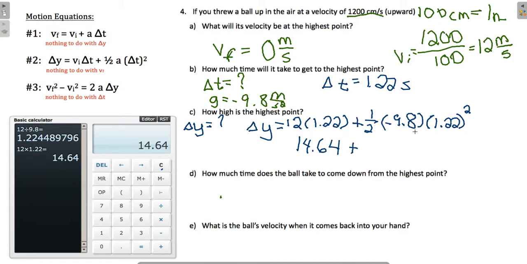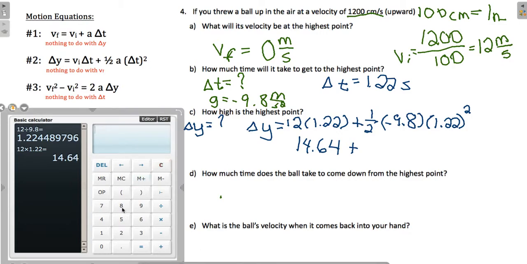Plus this half of the equation. Now when you look at this, you should know that we have to square that 1.22 first. So let's go ahead and do that. In your calculator, what that means is we're multiplying it by itself. So 1.22 times 1.22 gives us this. So that's what 1.22 squared is equal to. We then have to multiply it by 1/2 and negative 9.8. So times 0.5 for 1/2.